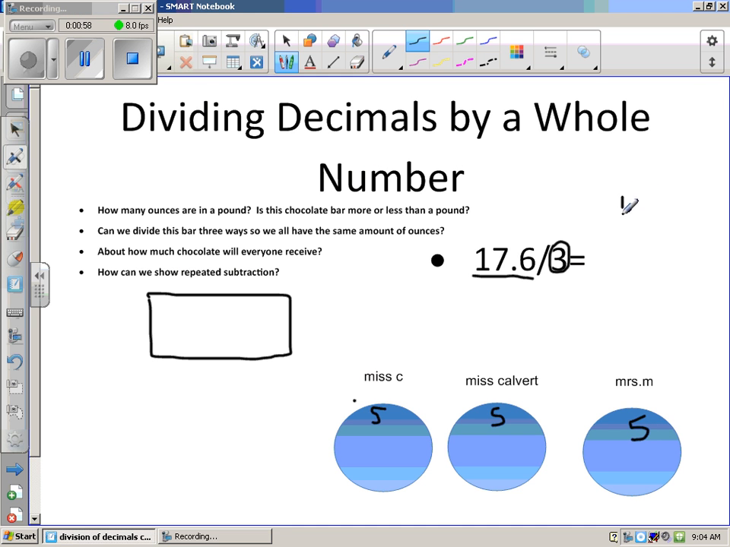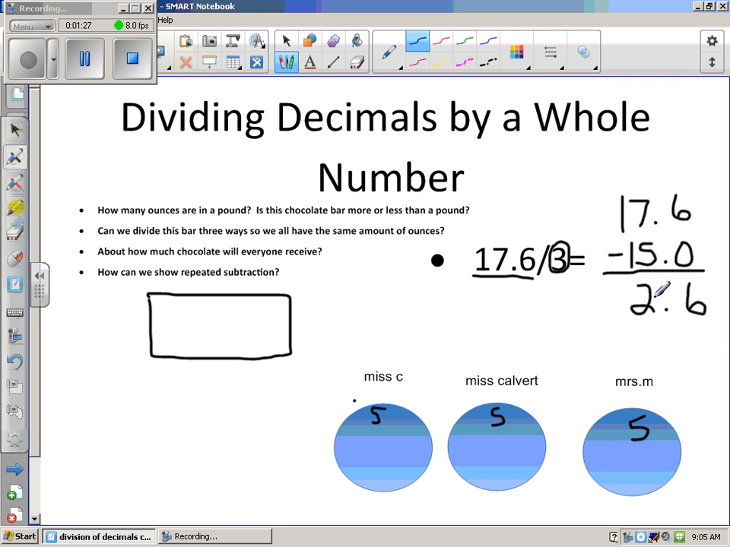Okay, so after we've taken our 5 ounces and given it to each person, we have our 17 and 6/10. We're going to take away the 15 ounces that we gave away already to each of the teachers. When we subtract that as decimals, we just bring the decimal down, and we have 2 and 6/10 left. So now we still have three people. How can we divide 2 and 6/10?